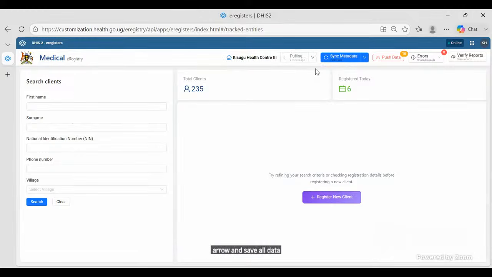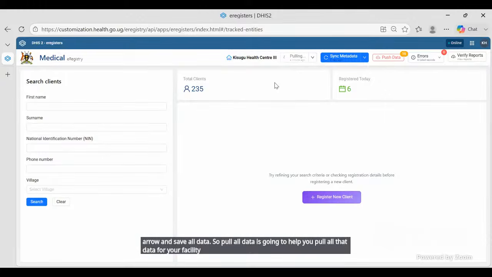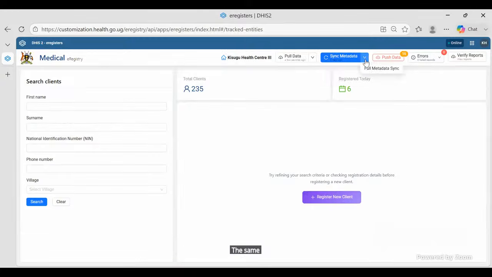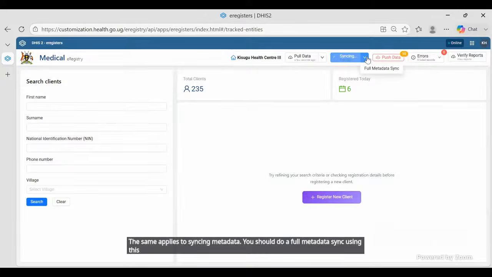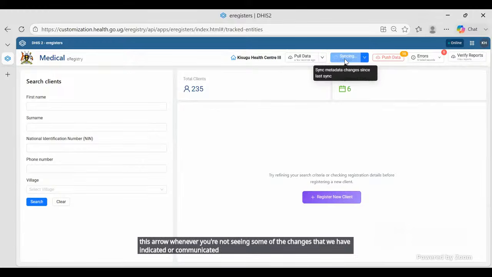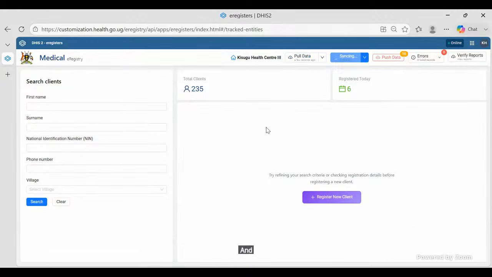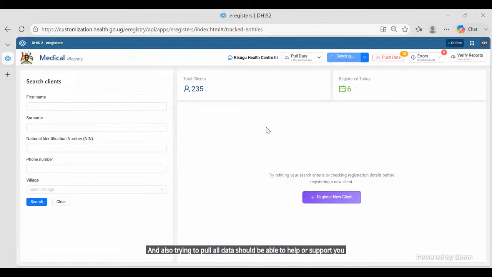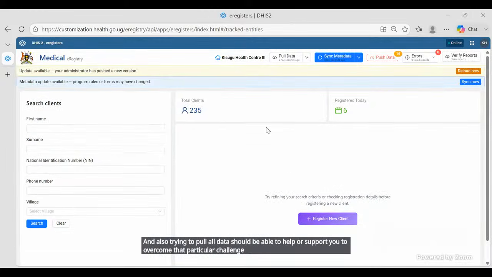So pull all data is going to help you pull all the data for your facility ever since they started using the e-register, or ever since they started pushing data from the e-register to the server. And the same applies to syncing metadata. You should do a full metadata sync using this arrow whenever you're not seeing some of the changes that we have indicated or communicated that we have made. So that particular refreshing and also trying to pull all data should be able to support you to overcome that particular challenge.